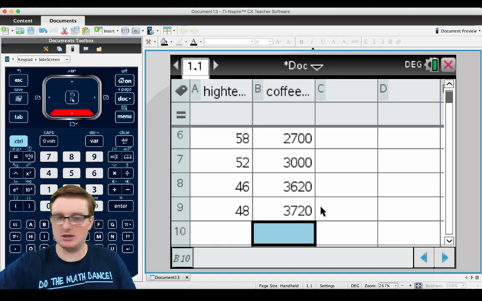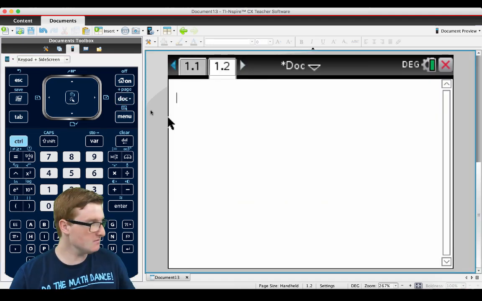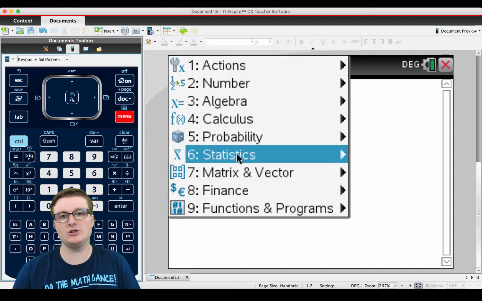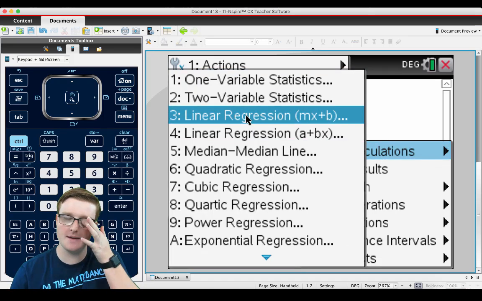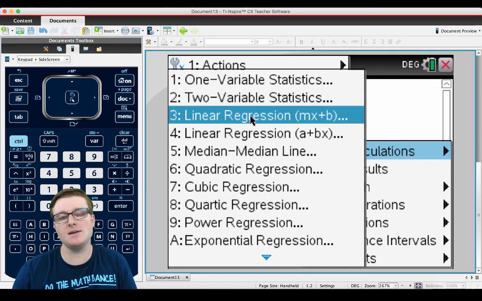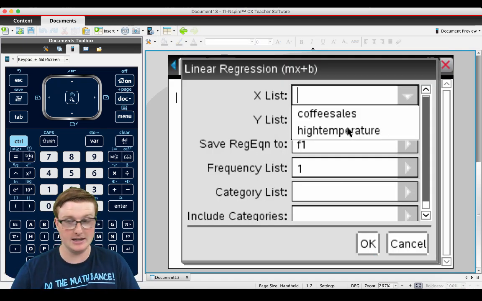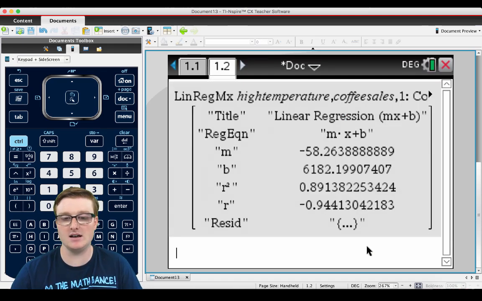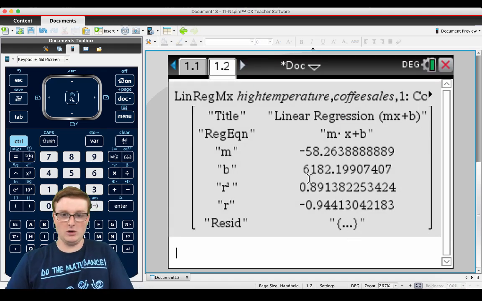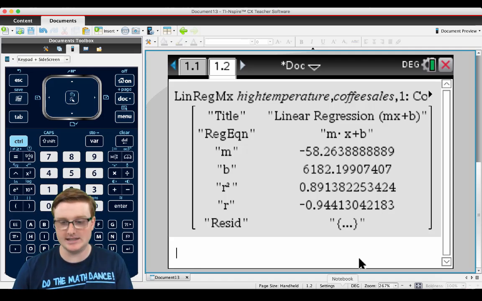Alrighty, so now what I'm going to do is Control Doc, add a calculator, go to Menu, go down to Statistics, go to Stat Calculations, and we're working with linear regression. Do mx plus b. You could pick a plus bx. I don't like that. I like mx plus b because that is the equation of a line. Your x list is your high temperature, and your y list is your coffee sales, and then click OK. So these numbers you actually need to write down on your exam.